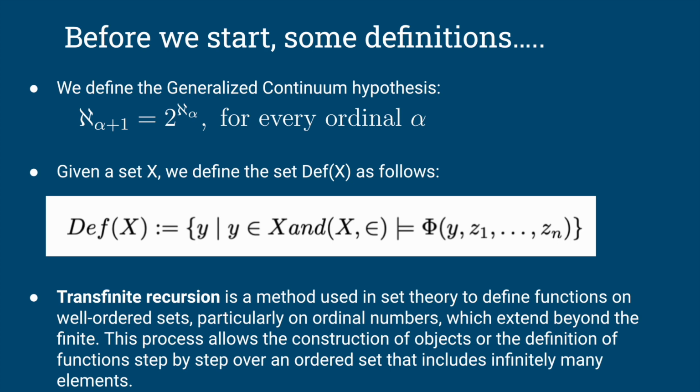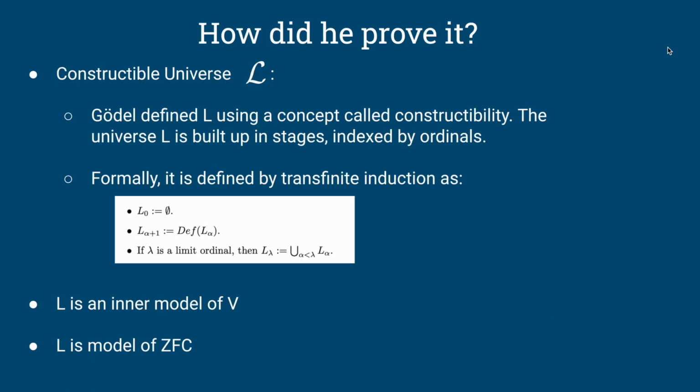And then finally, the last term we'll define is transfinite recursion. This is a method used in set theory to define functions on well-ordered sets, particularly on ordinal numbers, which extend beyond the finites. This process allows for the construction of objects or the definition of functions step by step over an ordered set that includes infinitely many elements. And this is relevant because we'll see how Gödel used this in his proof.